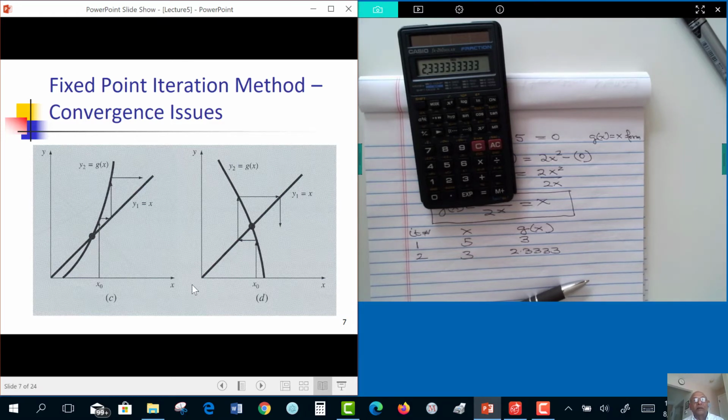Another example. So here is our 45-degree line. Here is our function g of x. We start with the initial guess, compute the function, next x, compute the function, next x, compute the function, and you can see we are spiraling away from the fixed point.